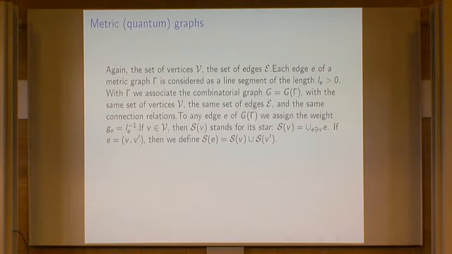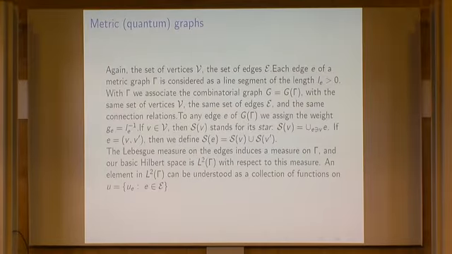So some notations: the star of a vertex is the union of all vertices which are connected with this one. The star of an edge is the union of the stars of the endpoints. And on each edge, which is a line segment, there is a Lebesgue measure, and therefore we have a measure on the whole quantum graph, and L2 with respect to this measure is the main Hilbert space where everything happens. So one can understand an element in L2 of gamma as simply a collection of functions on edges, not related.